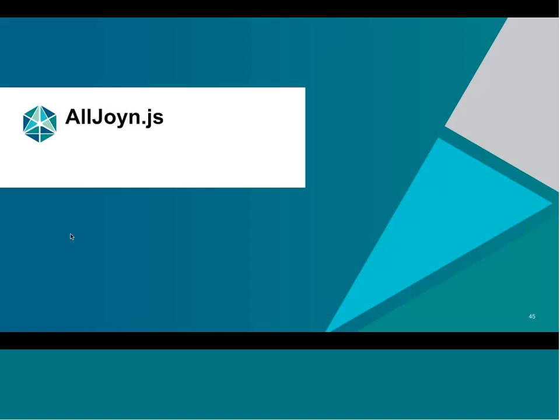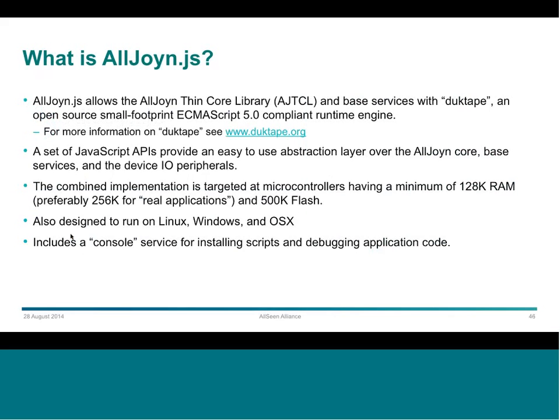This leads me to the last big topic that I want to discuss, and I know I'm getting a little short on time here. So we have a new concept, a new Git project that was just added within the last month, and it's AllJoyn.js. What this combines is the AllJoyn Thin Core library with the Duktape open source JavaScript ECMAScript 5.0 compliant runtime engine.